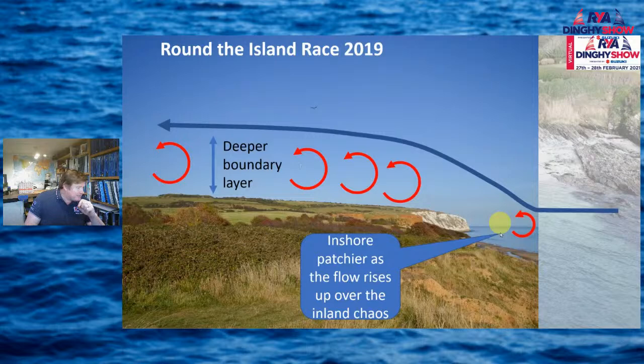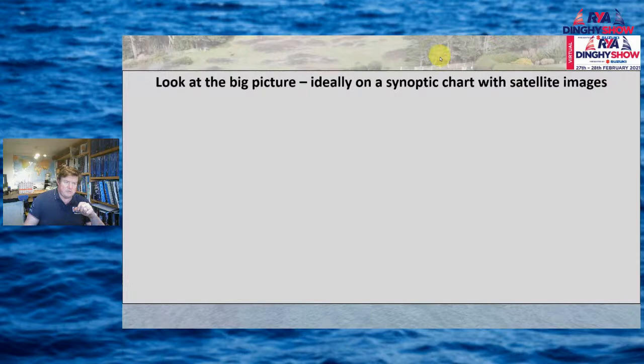Just to sum everything up, when you're getting your forecast, have a look at the big picture first of all. Ideally use a synoptic chart with satellite images. If it's a low pressure system, it's going to be more unstable. If it's a high pressure system, it's going to be more stable and probably a bit steadier.